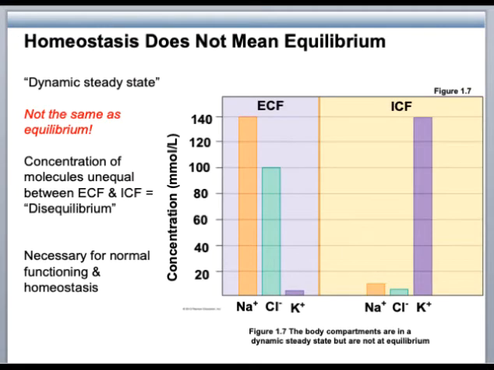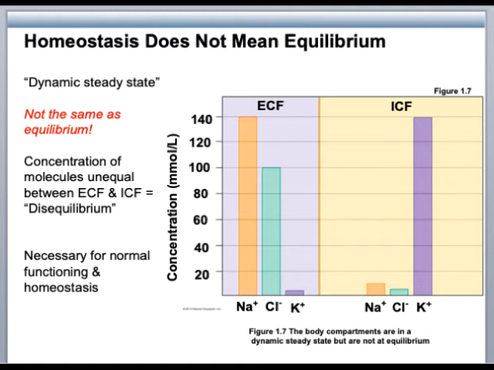So homeostasis does not mean equilibrium. Instead, homeostasis is a dynamic, steady state. This means that materials are always moving. This is a dynamic process. Things are moving across cell membranes and between fluid compartments, but steady in that there is no net movement.